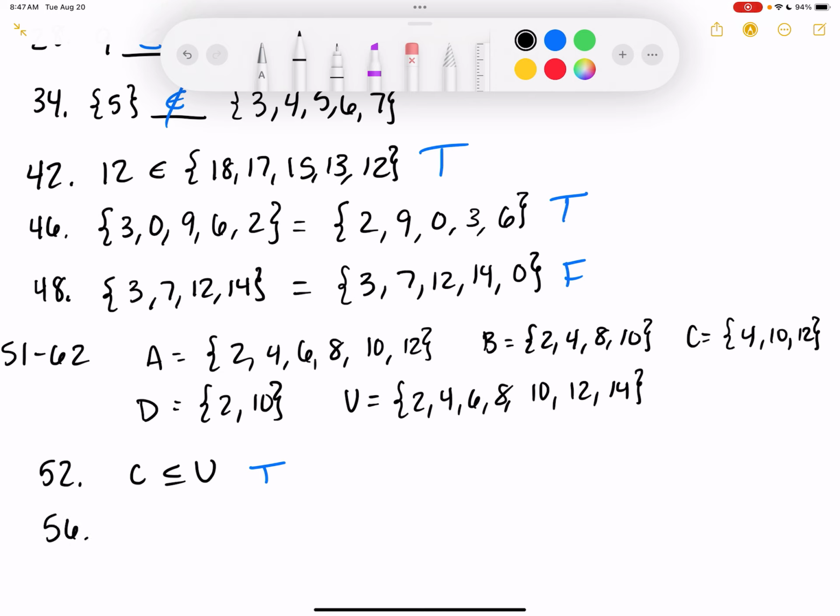56, is B a subset of C? So is everything that's in B also in C? No. So this one would be false.